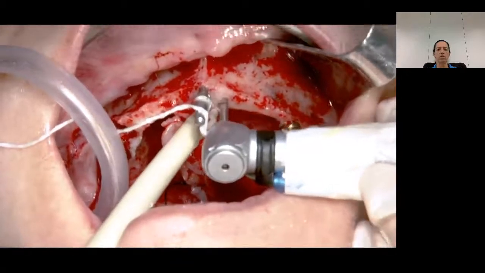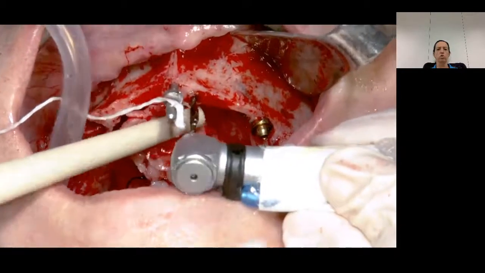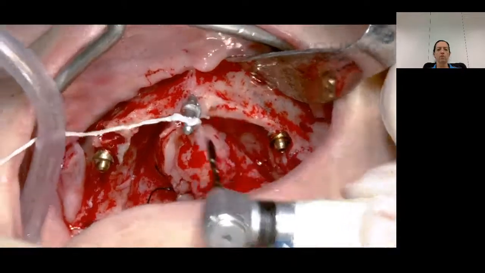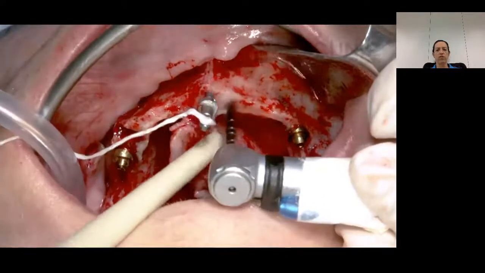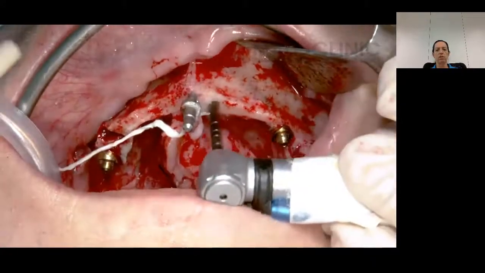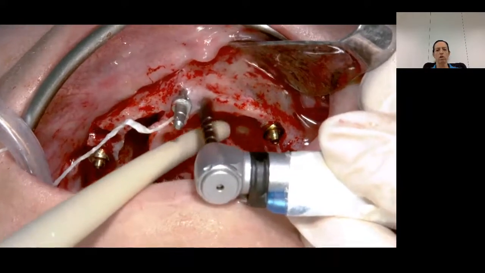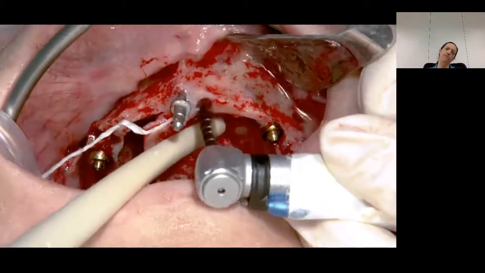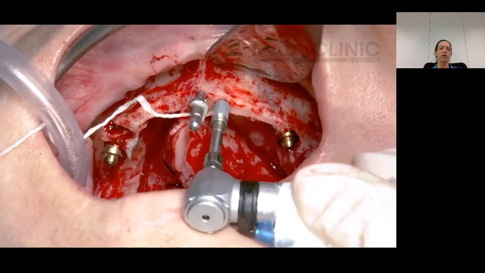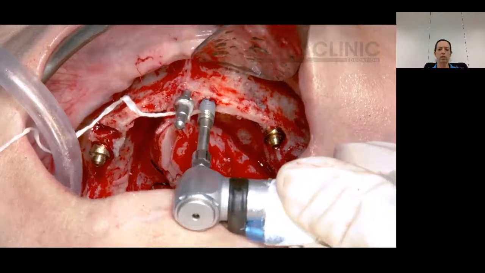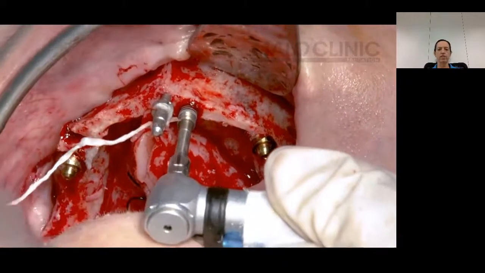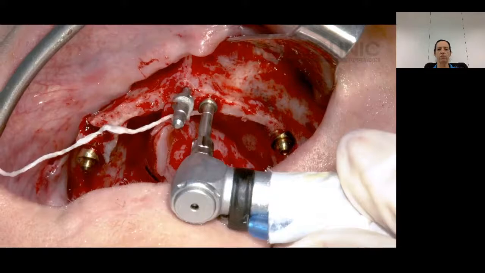Because the bone is very thin, especially on the left side of the patient, we are going to use now 3.75 diameter implants in the front. So we go with the 2.8 drill, and we connect our implant, a 3.75 10mm implant.